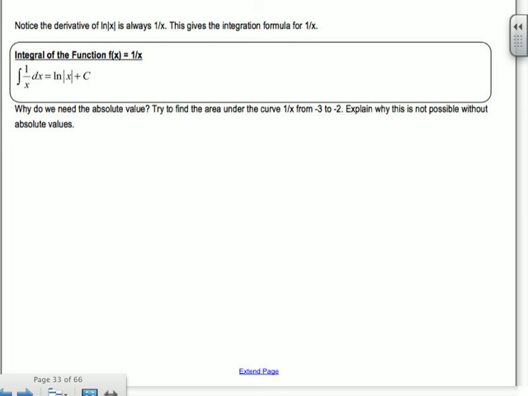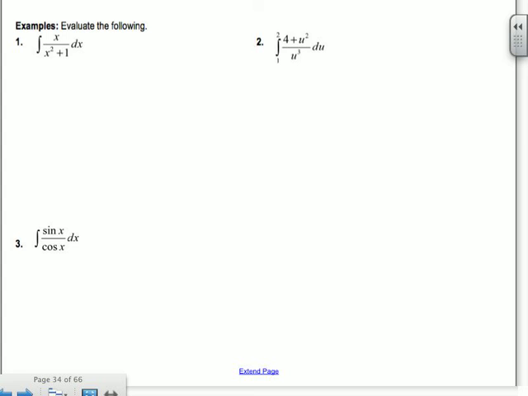All right, so next up. It says, notice the derivative of natural log of x is always 1/x. This gives you the integration formula for 1/x. Okay, so we've done this before. We've used this formula before. You guys know why we need the absolute value, right? You can't have natural log of a negative number, so we have to have absolute value x.